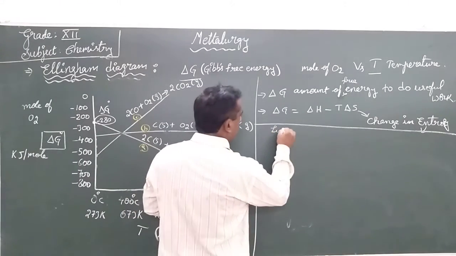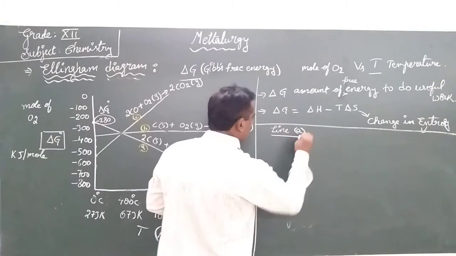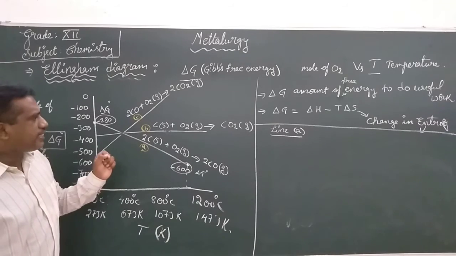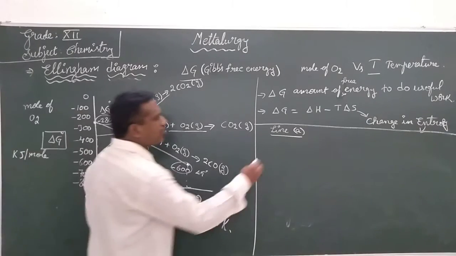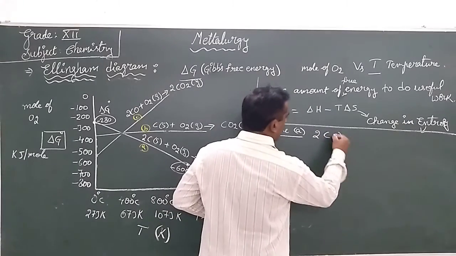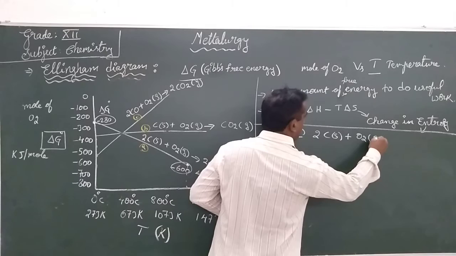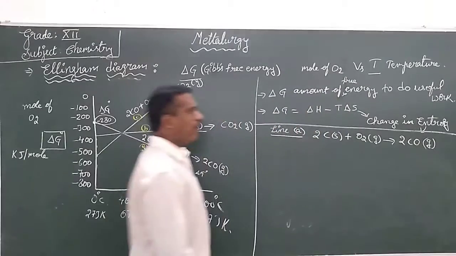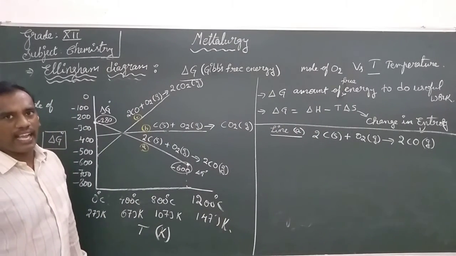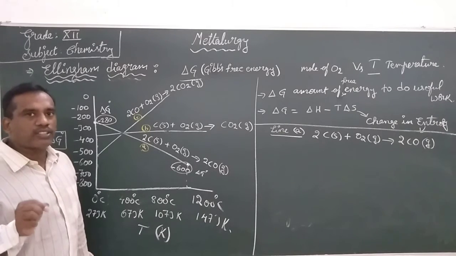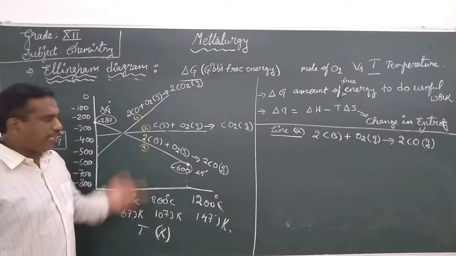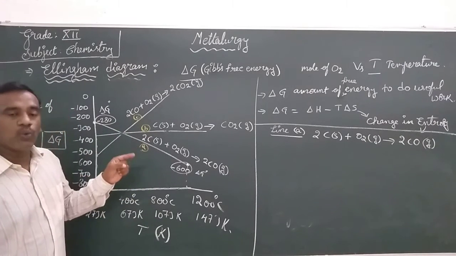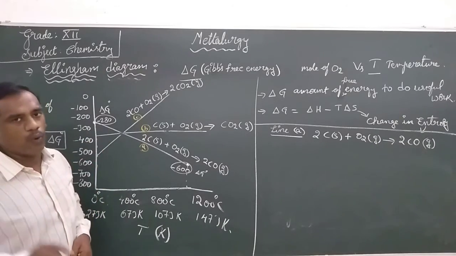The line A, first let us see about the line. What is the line from? It is the line observed for the reaction of carbon coke with oxygen gas to form carbon monoxide gas. Our task is to study the change in entropy in this reaction, that is 2C plus O2 gives 2CO.